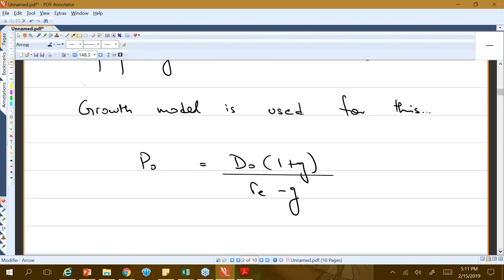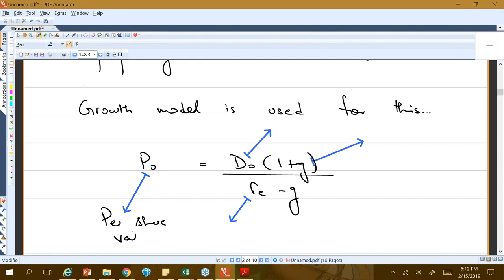Now let's talk about these things. What are all these things? P naught, as we know, is the per share value. D naught is the dividends now, or let me be more specific and say this is the dividends per share now. g is the growth, and RE is the return on equity.